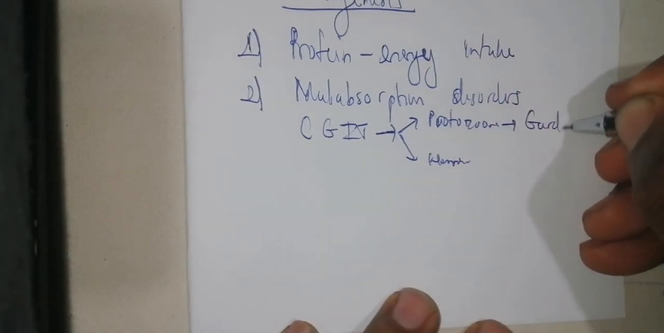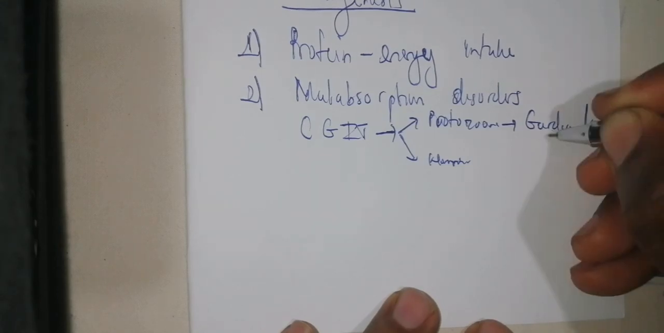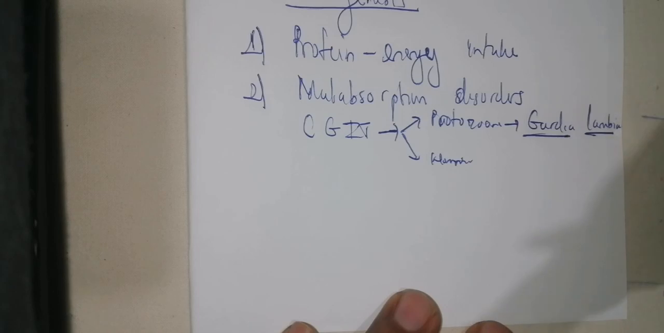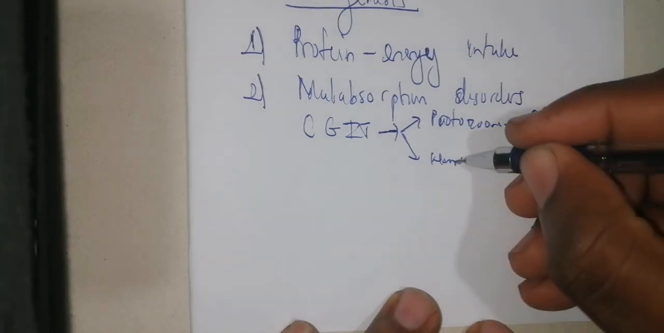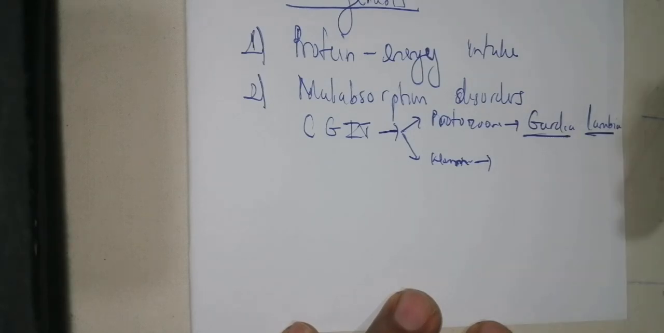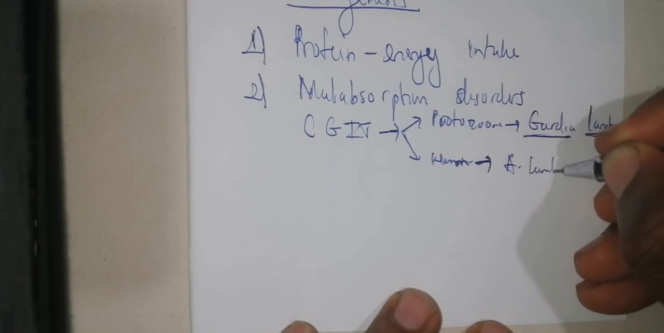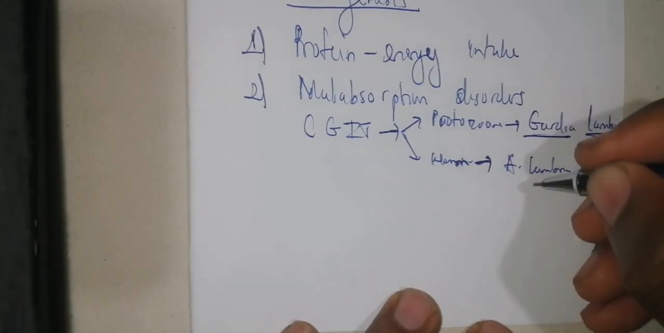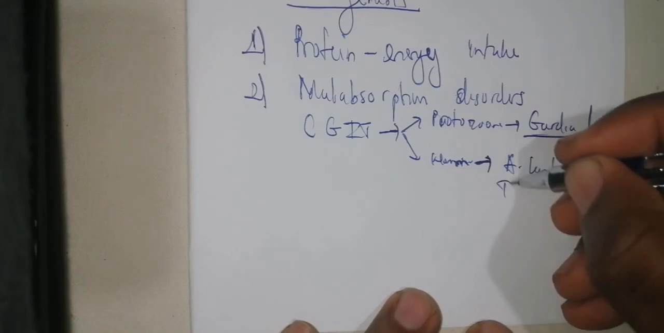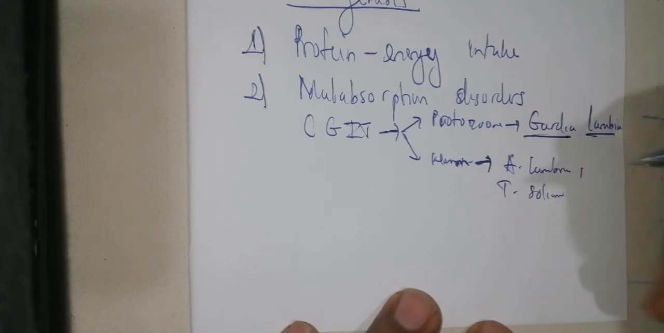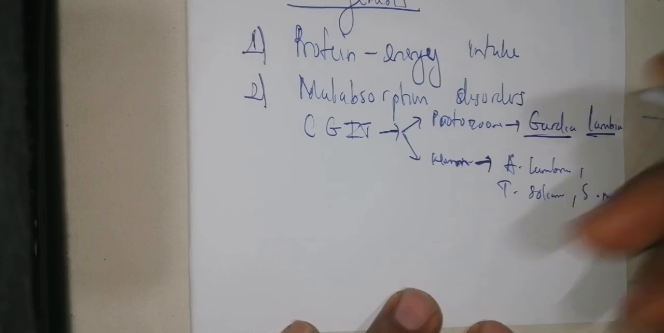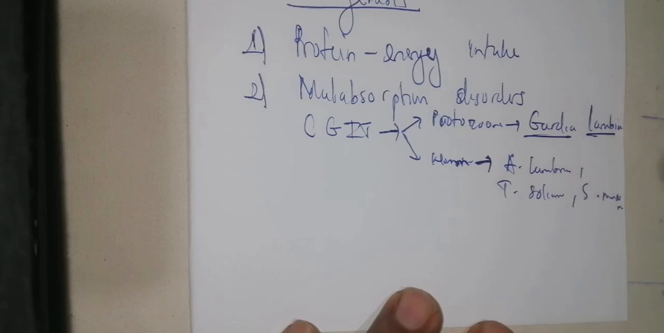For protozoan infection, you have Giardia lamblia, which causes malabsorption syndrome in children. And for the worm infections, we have Ascaris lumbricoides, which is an example of a nematode, or we have cestodes, like Taenia solium or Taenia saginata, and the last one, trematodes like Schistosoma mansoni. So those are the different things associated with that.